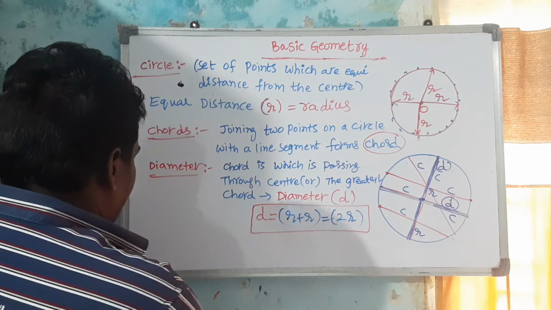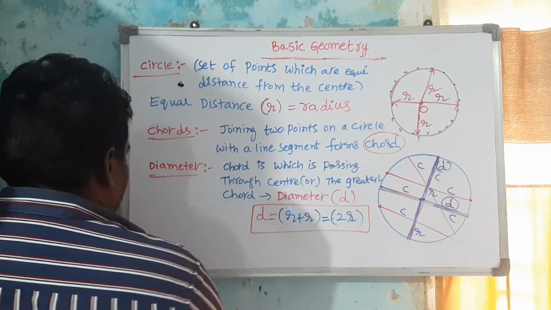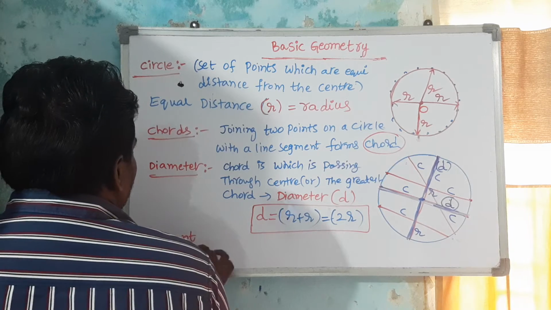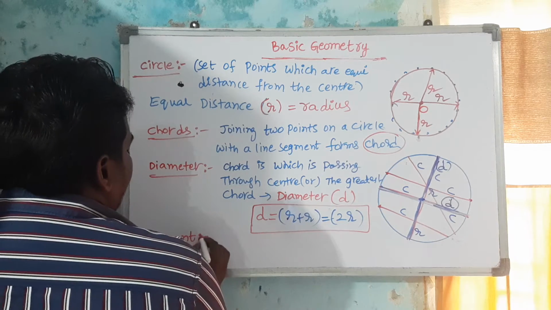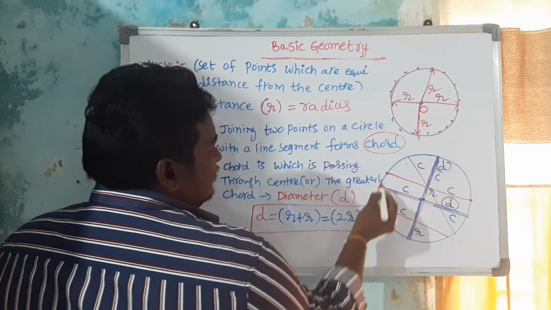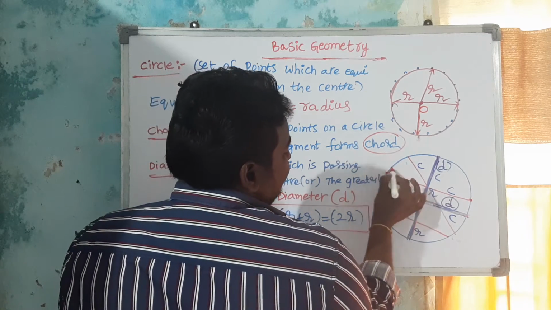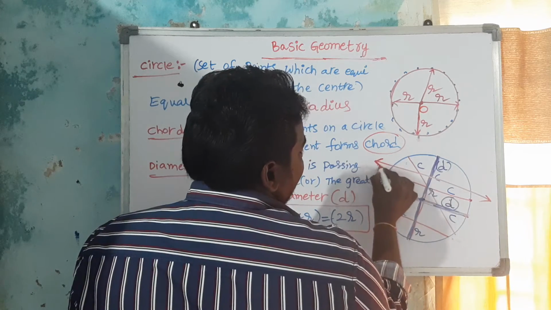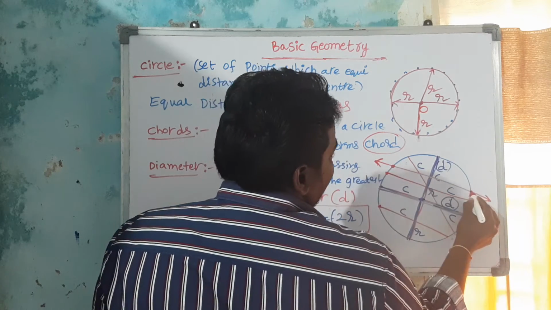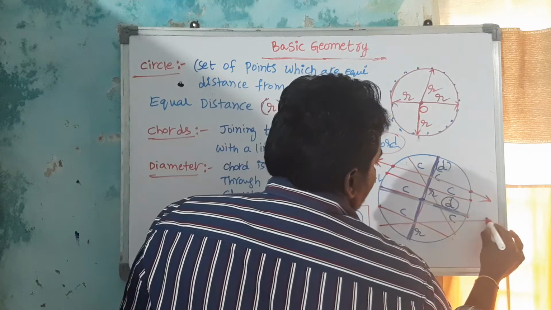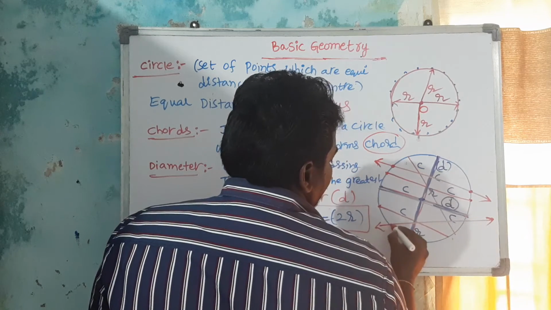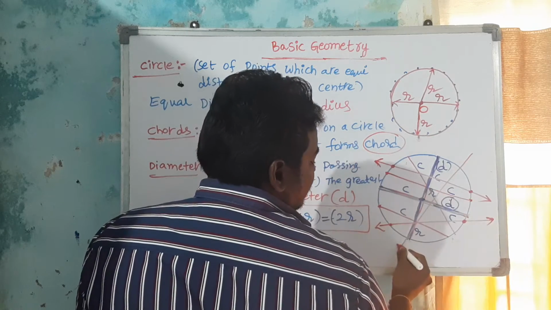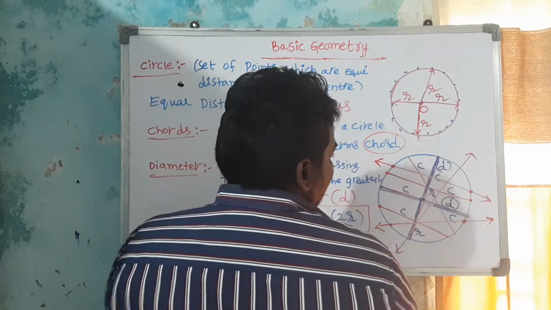Then we'll take the secant. What is the secant to the circle? Secant is nothing but, if you intersect a circle with a line, if you cut a circle with this line, these are called secants.